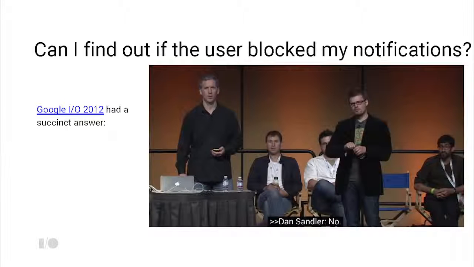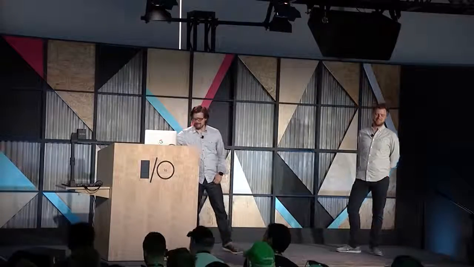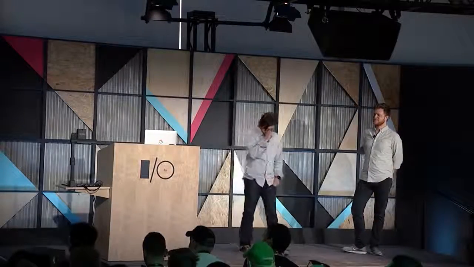So this guy here, he had a lot less hair, answered the question at Google I/O 2012 when we first introduced rich notifications with Jelly Bean, and at the same time introduced the ability for users to block notifications that they found inappropriate or spammy or what have you. And somebody got up at the mic and said, "Excuse me, as an app, can I find out when the user has blocked my notifications?" And this guy got up there and said, "No." So actually, this is pretty easy to do.